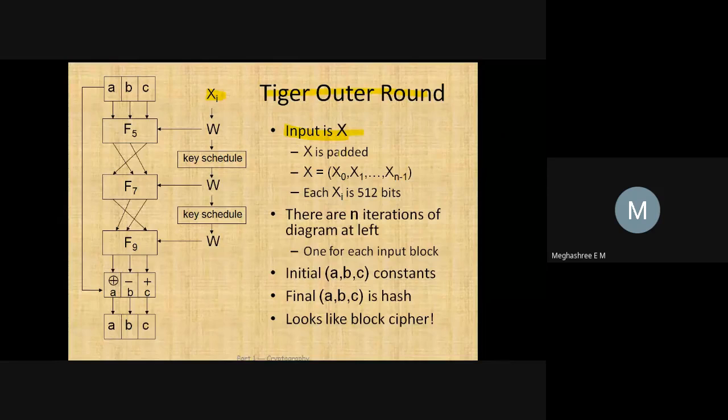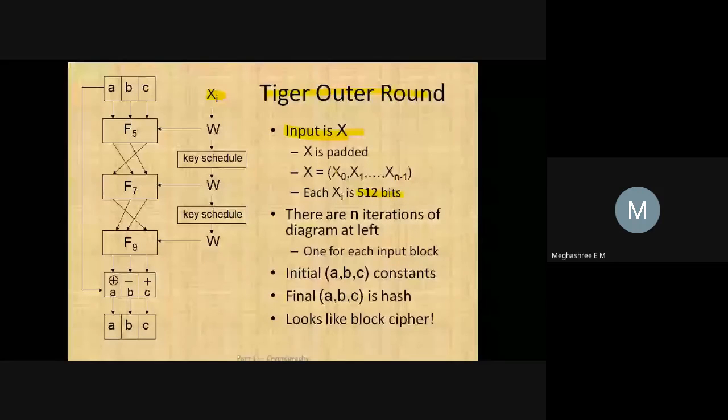If required, the input is padded. Why? Because each input should be of how many bits here? It should be of 512 bits. So I'll treat X as from X0 to Xn minus 1, where each Xi is of 512 bits. Okay, so this is the input.